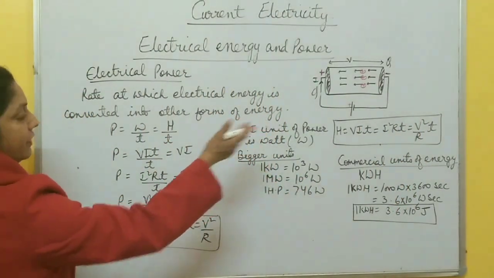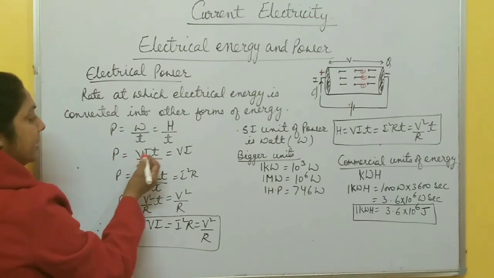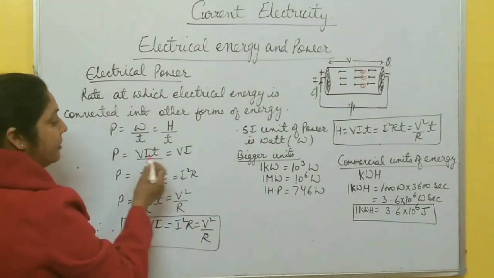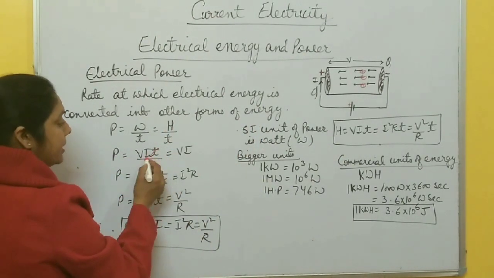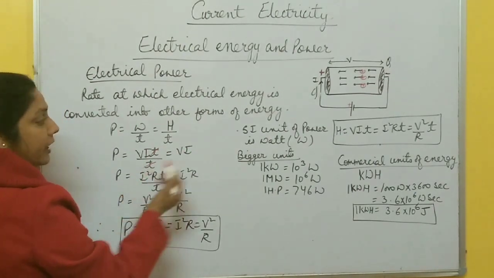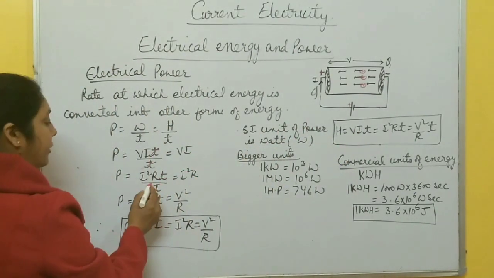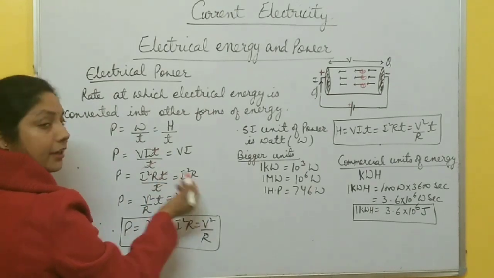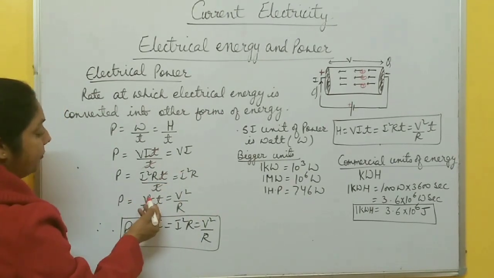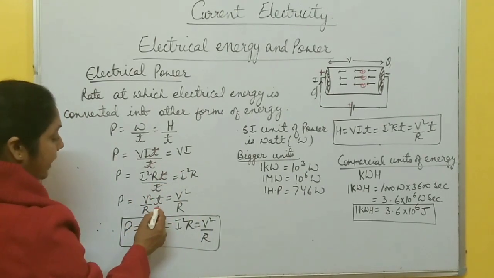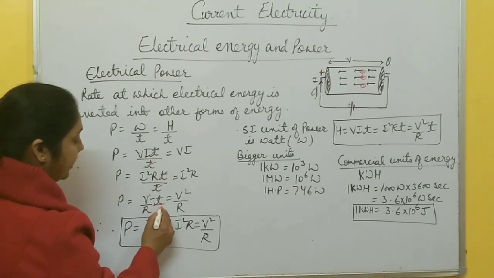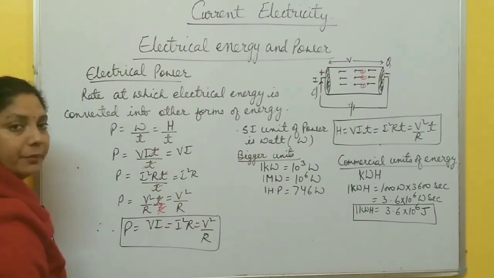So you put these values here. Power becomes, in place of H, first you write VIt by t, this t and t cancel, it becomes VI. Again I square Rt, again you divide by t, t and t cancel, I square R. And another form, V square by Rt, right? Again work done per unit time, t and t cancel, V square by R.